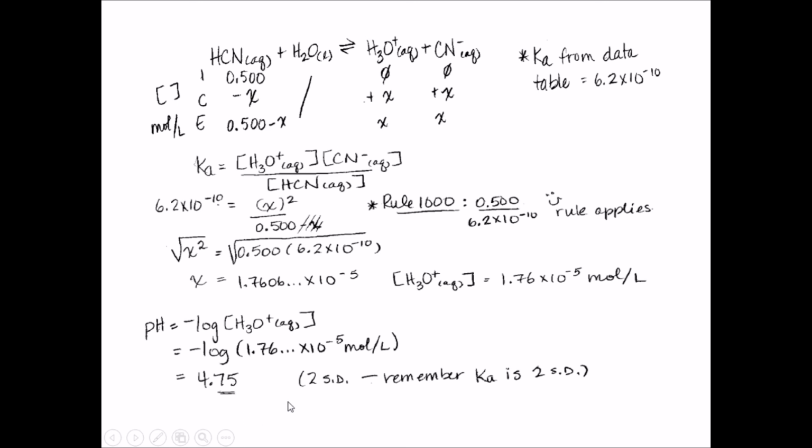2 significant digits, because the lowest significant digits going into the calculation came from the Ka value, which was 6.2 times 10 to the negative 10th.